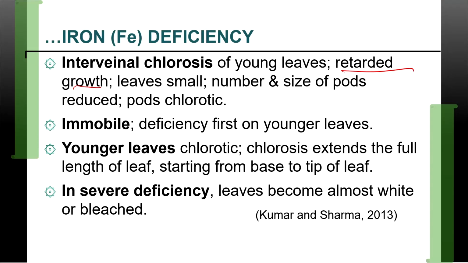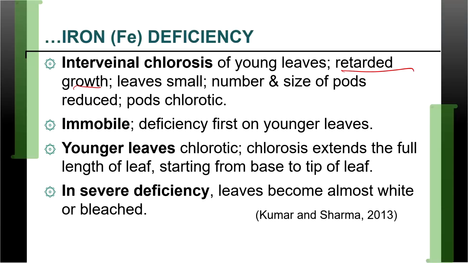Leaves are smaller in size, number and size of pods may also reduce, and pods chlorotic means sometimes your siliqua or pods can also become chlorotic. Iron is immobile in plants, so deficiency of iron first appears on younger leaves. Younger leaves become chlorotic, and chlorosis extends the full length of the leaf, starting from base to the tip.